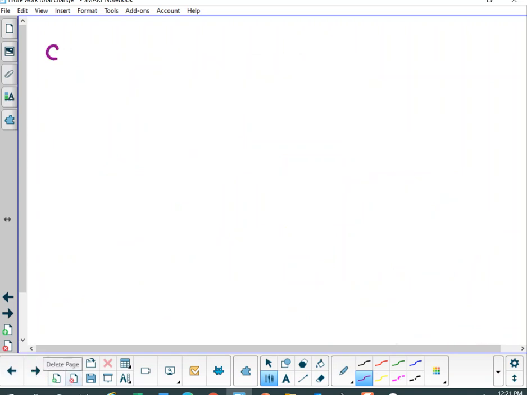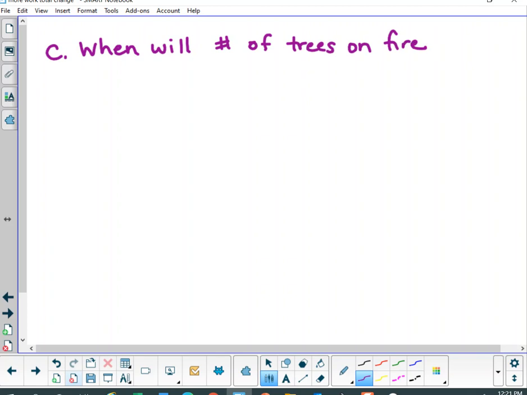Now I'm going to add a part C in here. And I'm going to say, when will the number of trees on fire equal 150? So this is the when question. When is it going to happen?